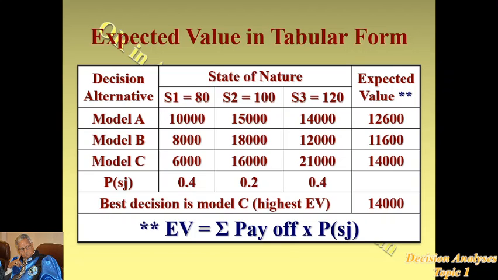Which of them is the best? 14,000. The best decision model is C, because it yields the highest expected value, $14,000.